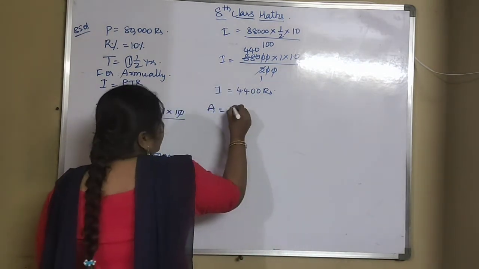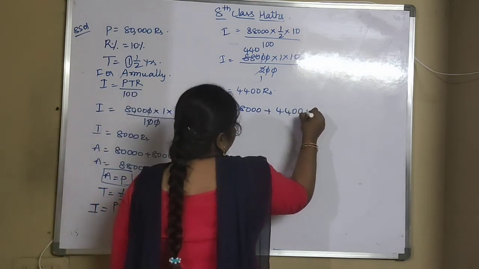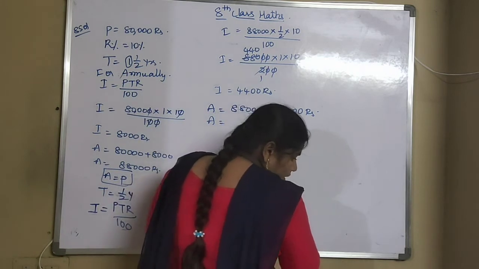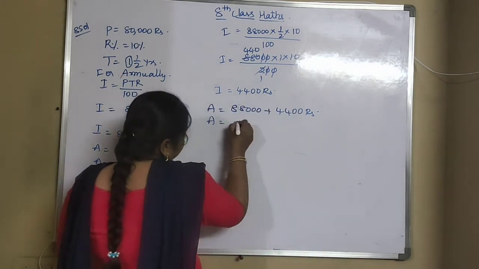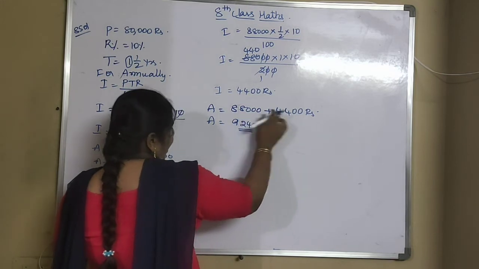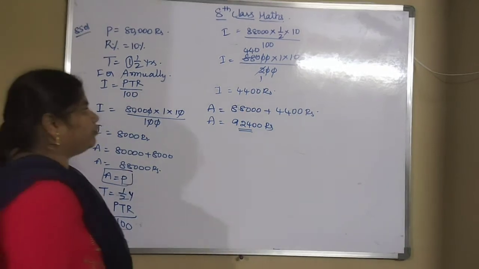Add these two. 88,000 plus 4,400 rupees. Now it will be how much here? That will be 92,400 rupees. So if you add these two, how much you will get? That will be 92,400.